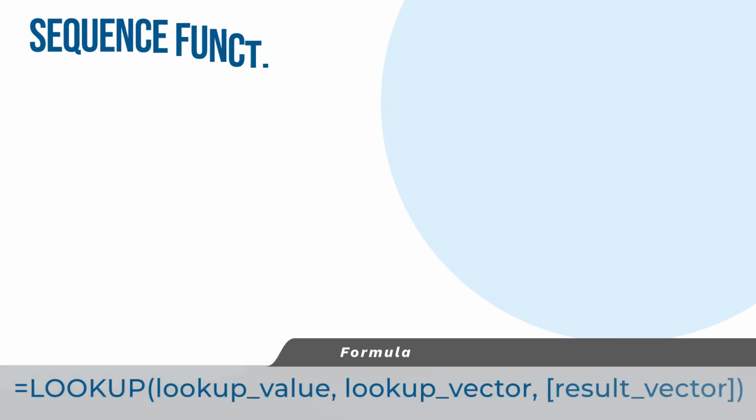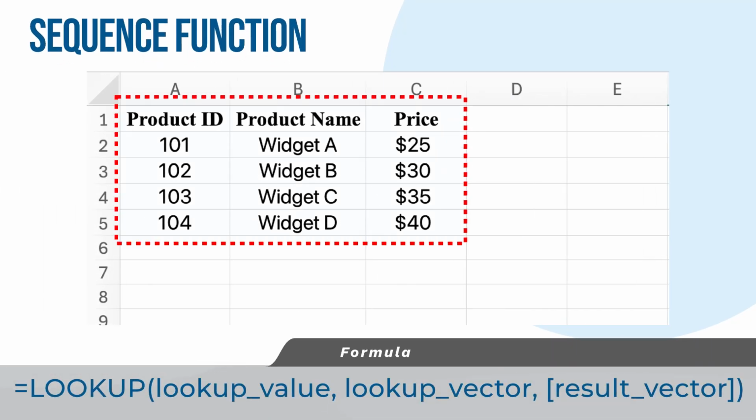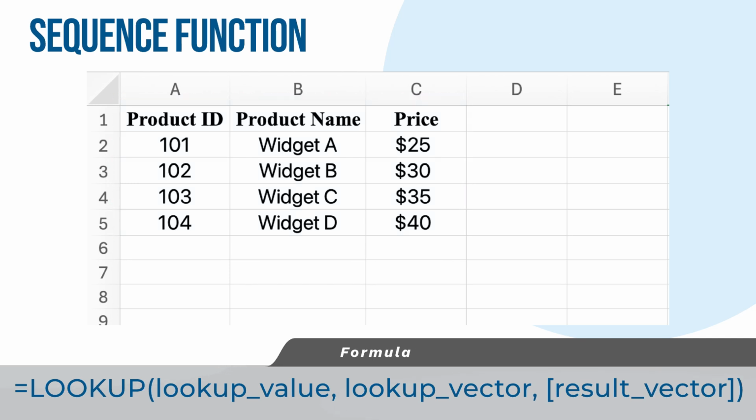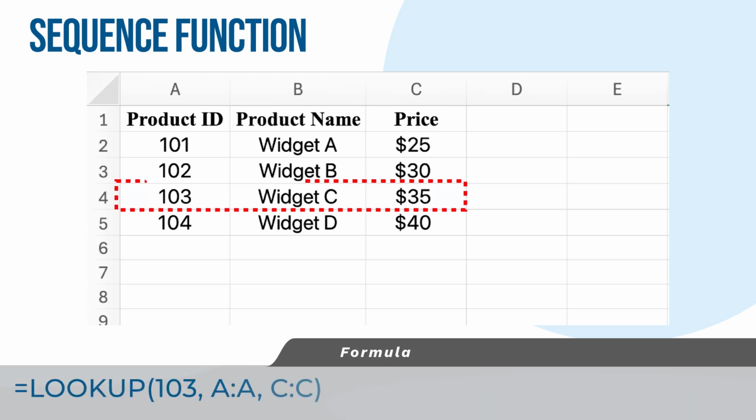Now, let's look at our example. We have a table of products with columns for product ID, product name, and price. We want to find the price of a specific product based on its product ID. Suppose we want to find the price of the product with ID 103. We'll use the lookup function to do this.